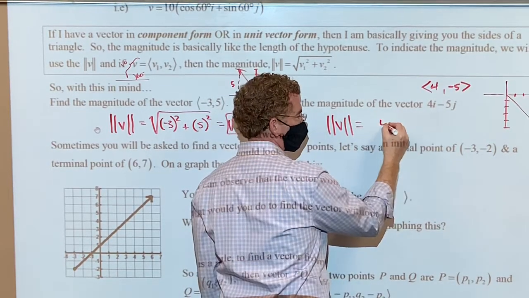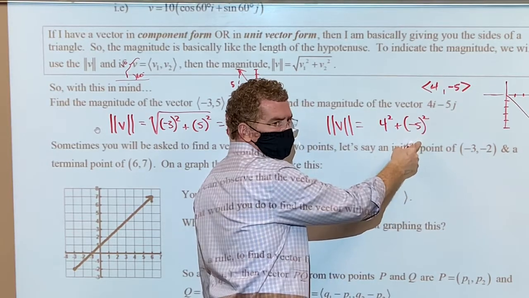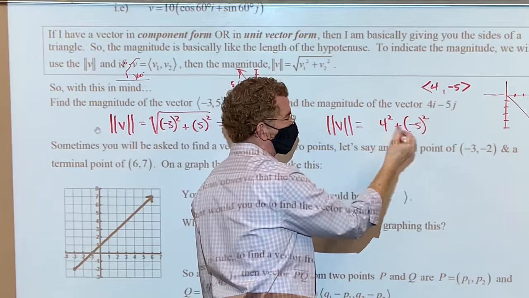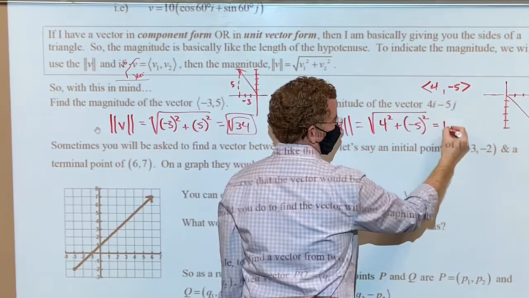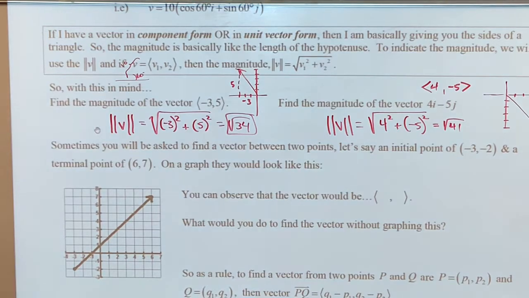Square the 4. Square the whole -5, right? Don't make it -25. Squaring a -5 makes it positive 25. Square that whole thing. And again, I don't know what root 41 is, about 6-ish, right? 6.5 maybe. Because root 36 is 6 and root 49 is 7, so something like that.